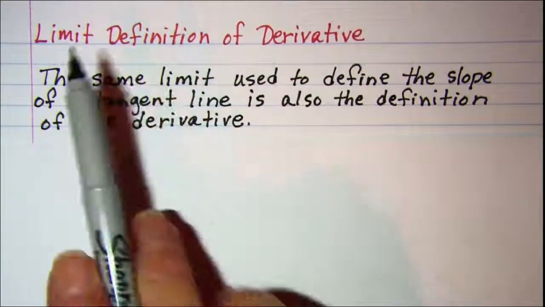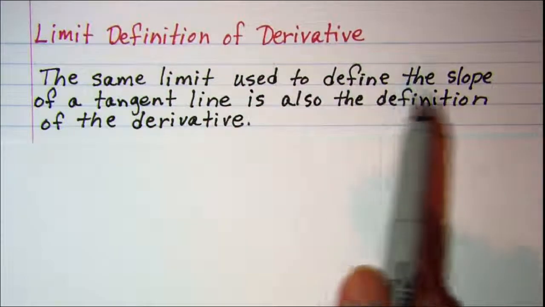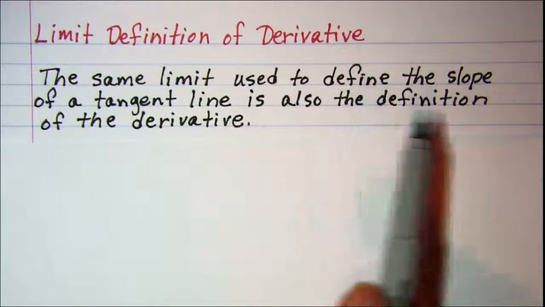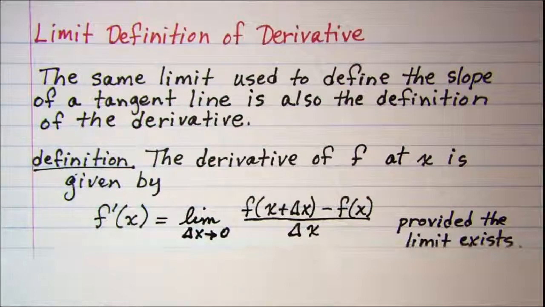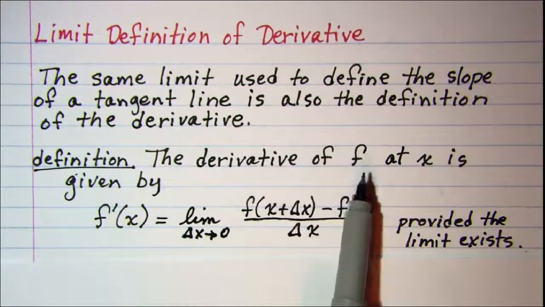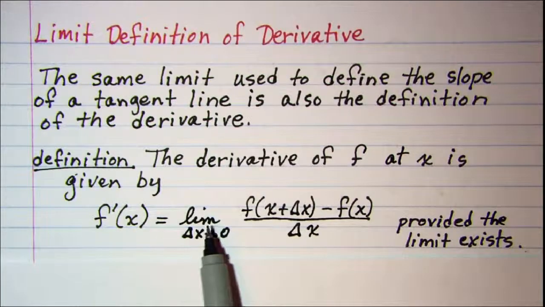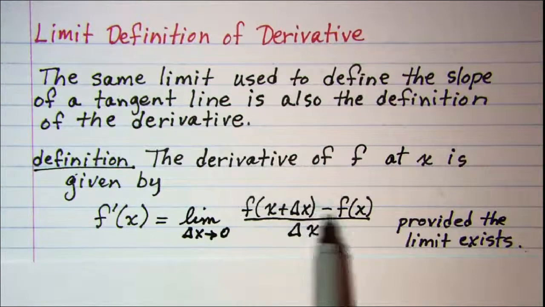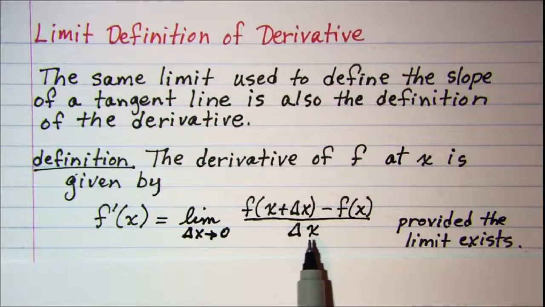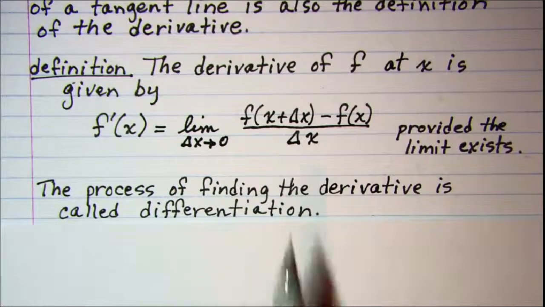In this video, we'll be looking at the limit definition of the derivative. The same limit used to define the slope of a tangent line is also the definition of the derivative. Definition: the derivative of f at x is given by f prime of x equals the limit as delta x approaches 0 of f of x plus delta x minus f of x, divided by delta x, provided the limit exists. The process of finding the derivative is called differentiation.